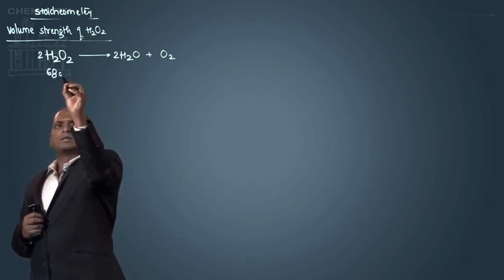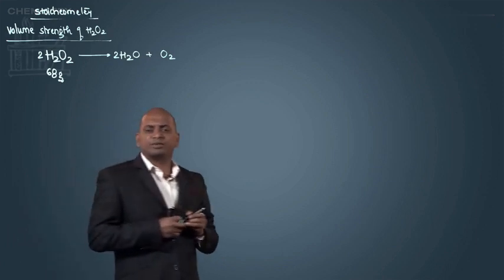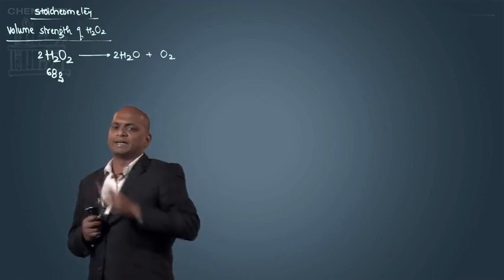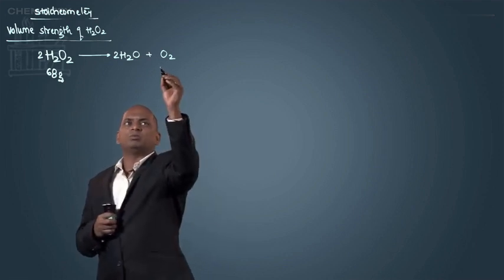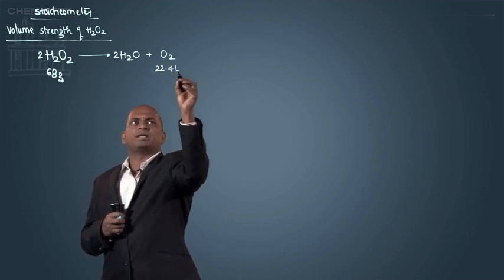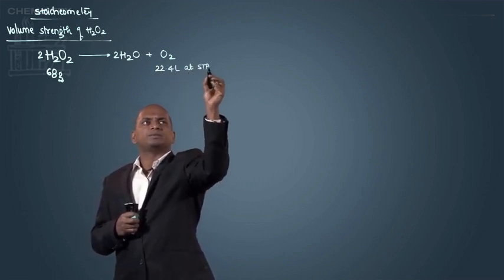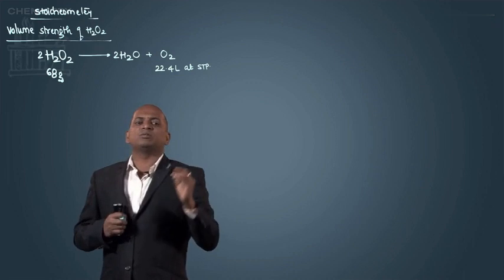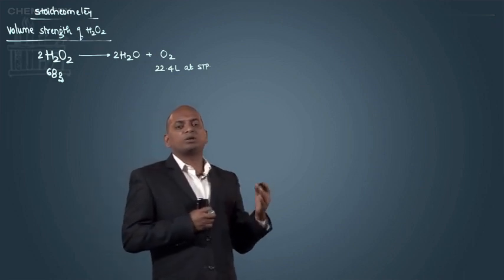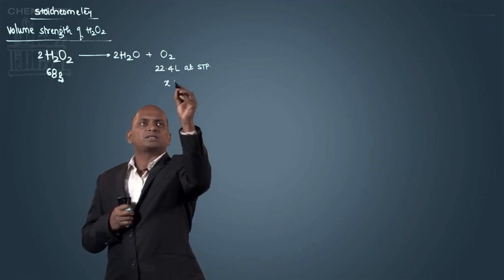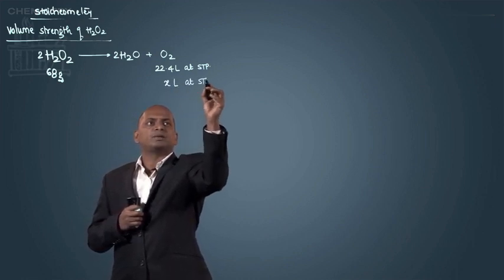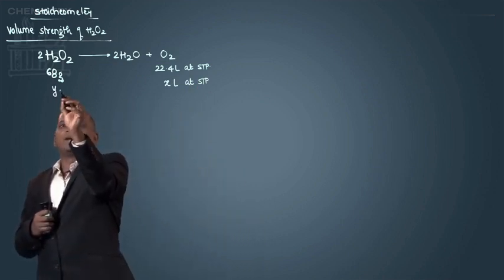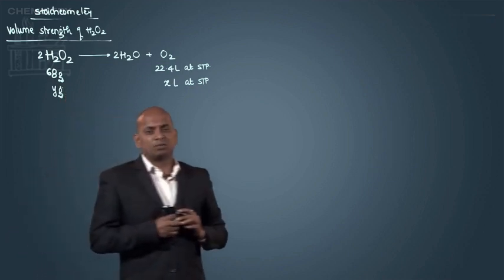68 grams of H2O2. The molar mass of H2O2 is 34. So, 2 moles, that is 68 grams of H2O2, liberates 1 mole, that is 22.4 liters of oxygen at STP. So, let us consider X is the volume strength, meaning X liters of oxygen is liberated. So, X liters at STP was liberated from what is the weight of H2O2. Let us consider that is Y grams.